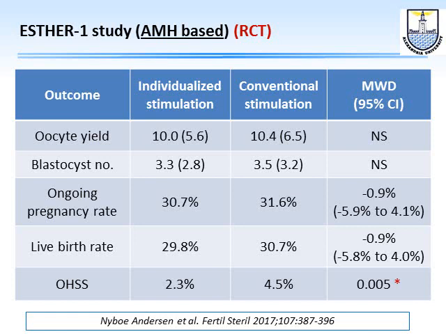And what was the answer? The answer is that it doesn't work. The oocyte yield was the same, blastocyst number the same, ongoing pregnancy rate the same, live birth rate the same. The only thing is that ovarian hyperstimulation was diminished if you are expecting a hyper response and you diminish the dose.